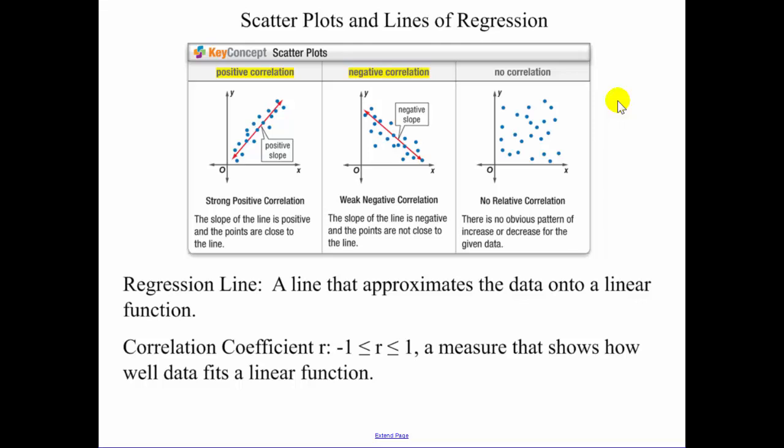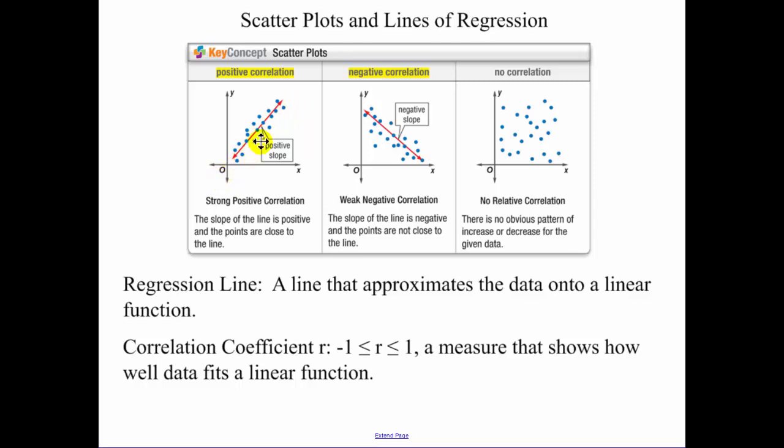Today we're going to be talking about scatter plots and lines of regression. So this first chart here, what we have is a scatter plot. And we have three different types of scatter plots. So this first one on the left, you have all of your data, which is the dots.